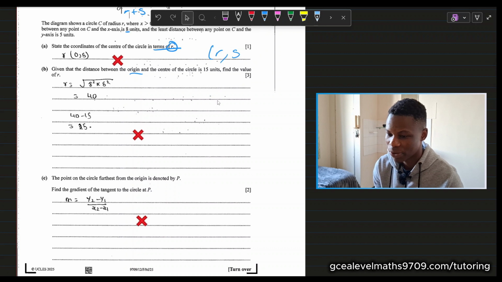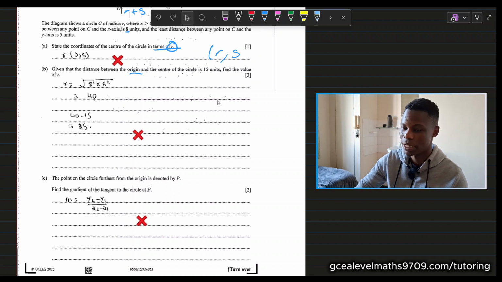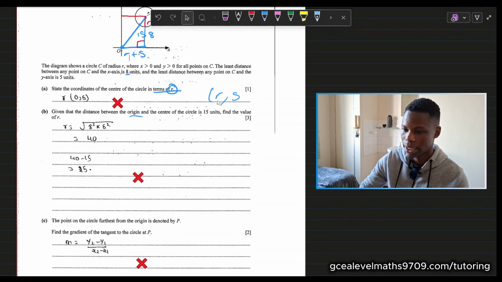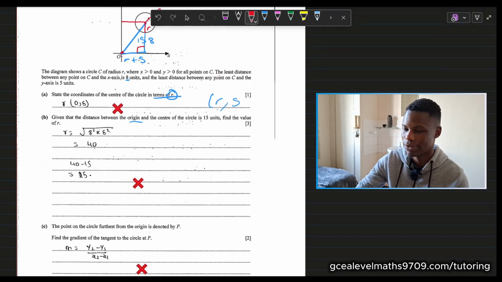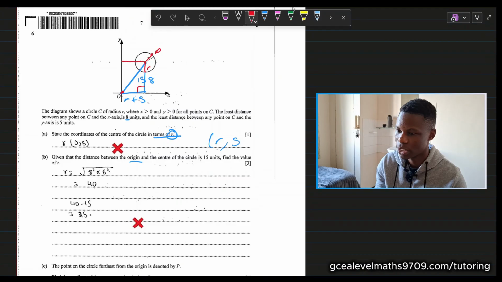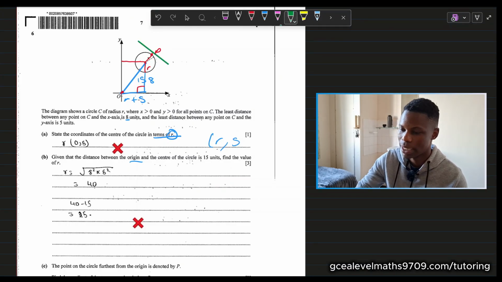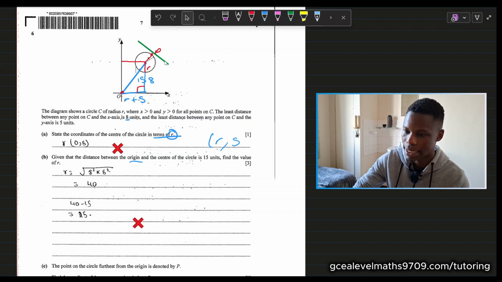The point on the circle furthest from the origin is denoted by P. So our origin is this point O, and furthest on the circle, if we keep moving along this line, it would mean P would be somewhere here. And we want to find the gradient of the tangent to the circle at P, so you just draw a tangent at P. So we'd have our green tangent right there.